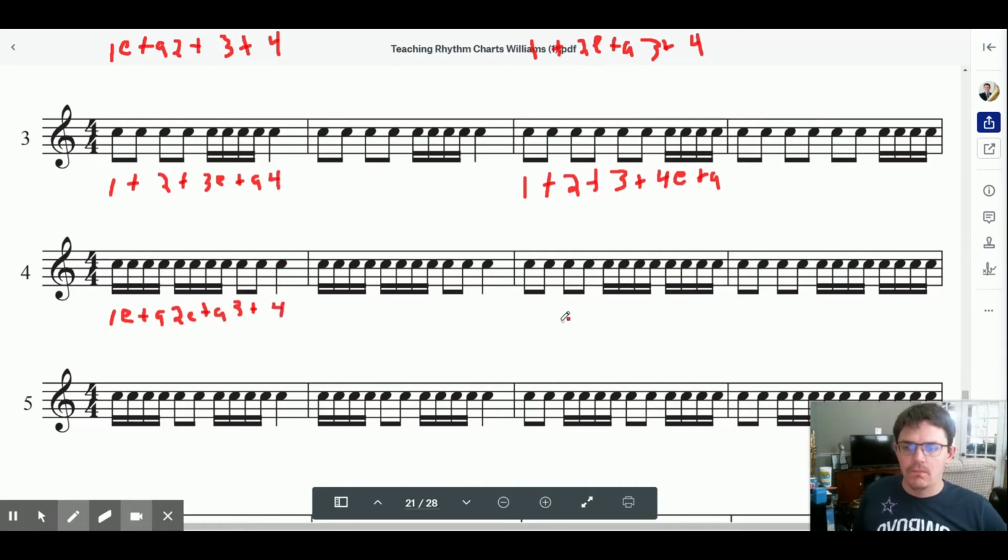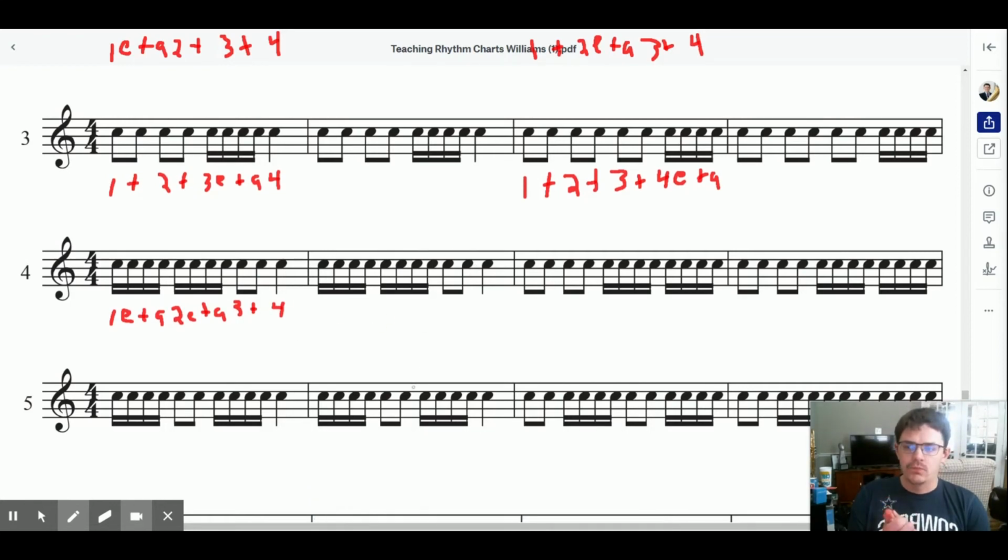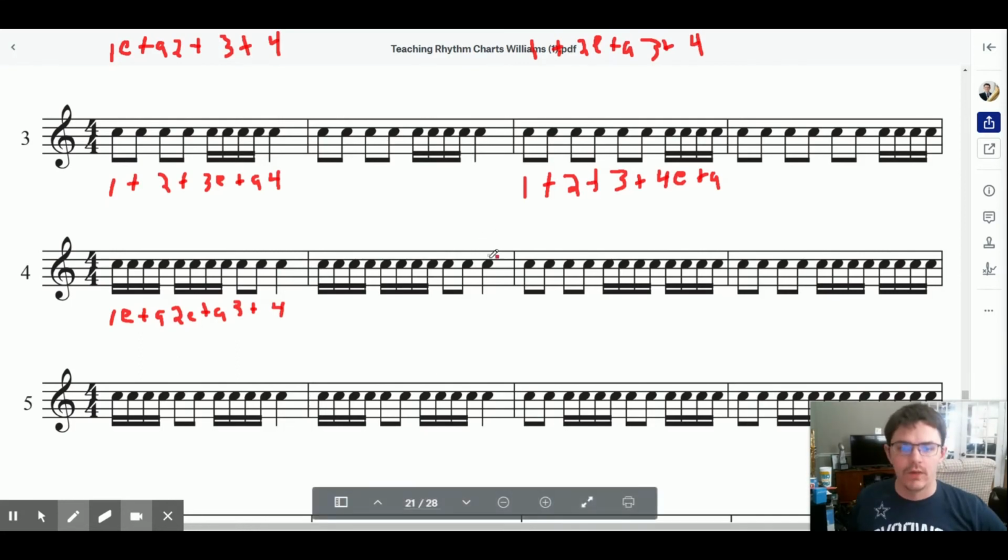Count and clap both of the first two measures of line 4. 1, 2, count and clap it, go. 1 E and a, 2 E and a, 3 and 4. Very good. Write your counting in for the next measure.